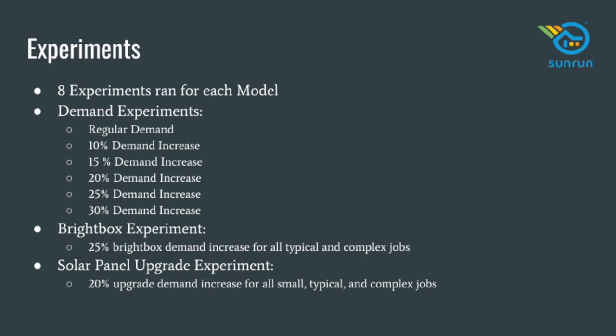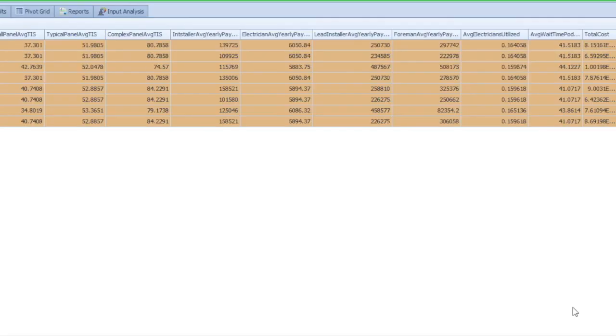Next, we made an experiment to monitor a rise in bright box demand in typical and complex jobs and modeled this by multiplying the probability of a bright box in typical and complex jobs by 1.25. Finally, we made an experiment to monitor a rise in solar panel upgrade demand and modeled this by multiplying the probability of an upgrade by 1.2. Within all these experiments, we then utilized Simio OptQuest to minimize the total cost by finding the optimal crew sizes for small, typical, and complex jobs. This optimization was done according to constraints that state the minimum and maximum crew sizes given in the problem statement.